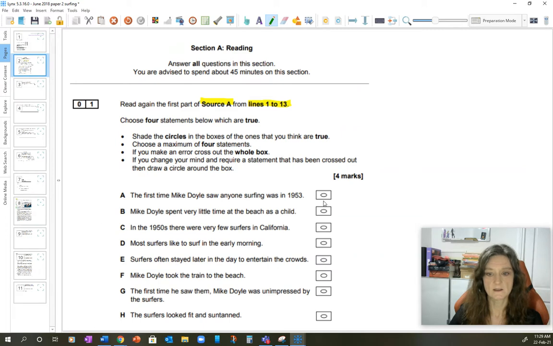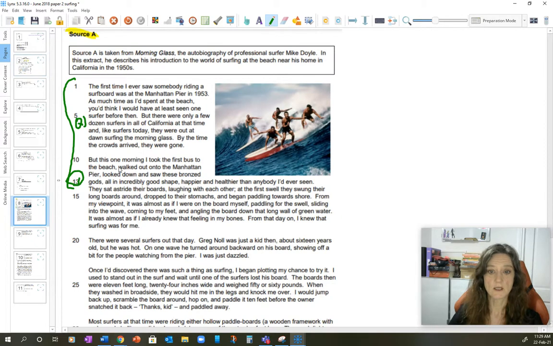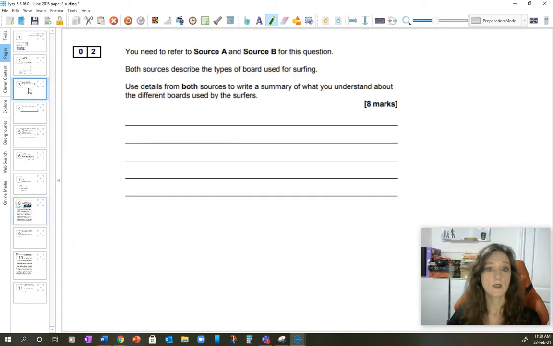And if I actually read through these: first time my daughter saw anyone surfing in 1953. He didn't spend much time at the beach as a child. In the 50s, there were very few surfers. Most surfers likely to surf in the morning. Surfers stay later in the day to entertain the crowds. Took the train to the beach. He was unimpressed by the surfers, and surfers looked fit and suntanned. And I'm looking at that, and already I'm getting some ideas for question 1 before even doing any reading.